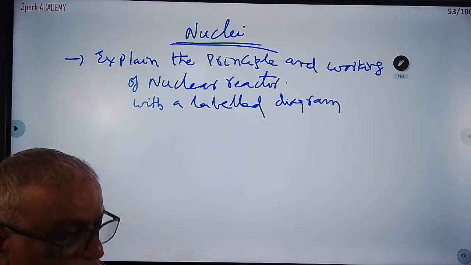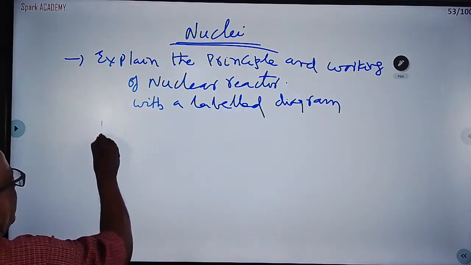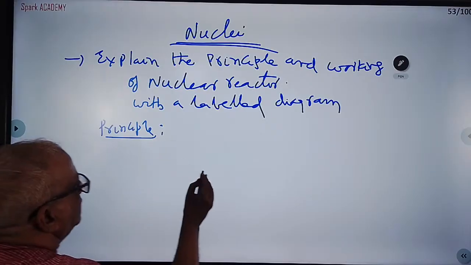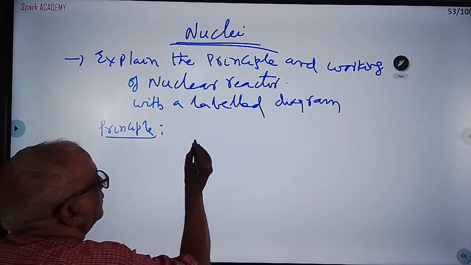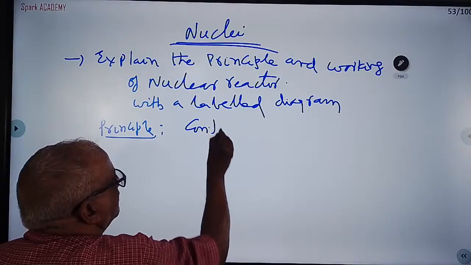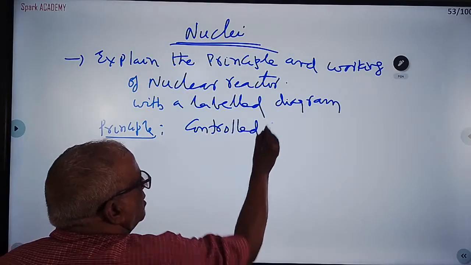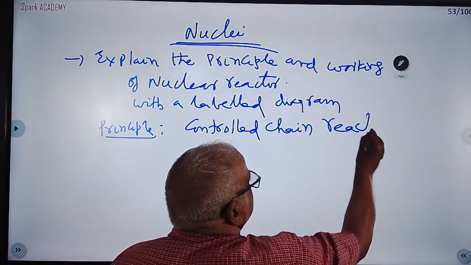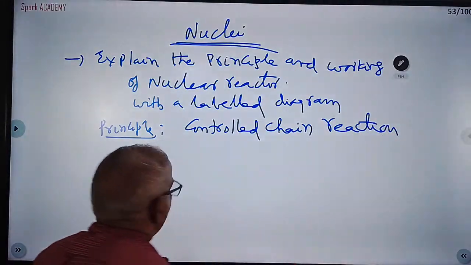What is the principle of a nuclear reactor? Principle first I am writing. The principle is that a nuclear reactor works on controlled chain reaction. Controlled chain reaction is the principle of a nuclear reactor.